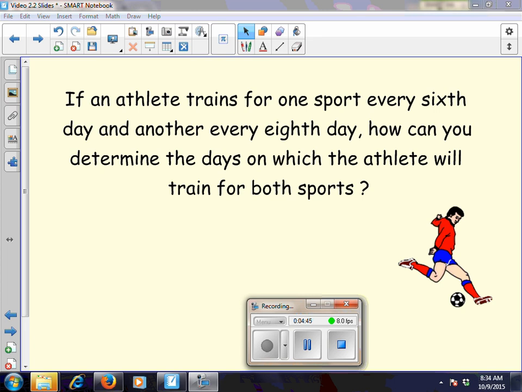And then I'm training for another every 8th day. So a different sport I have after school every 8th day. How can you determine the days on which the athlete will train for both sports?